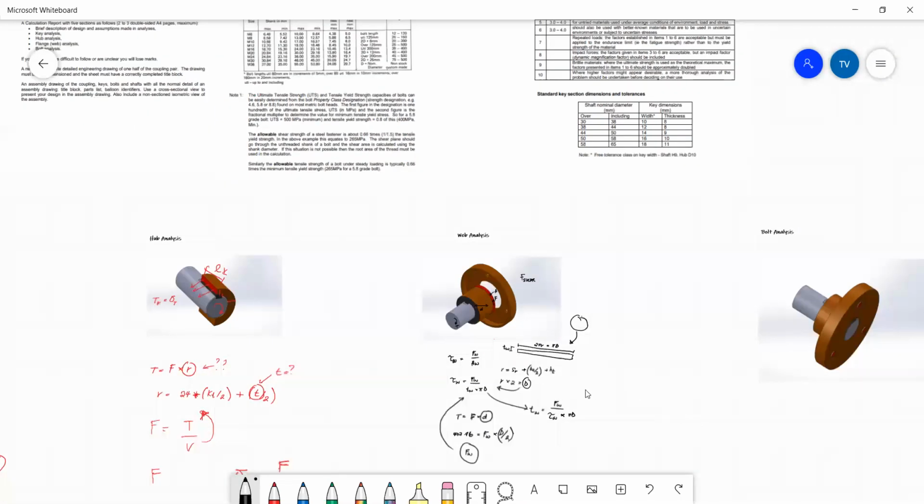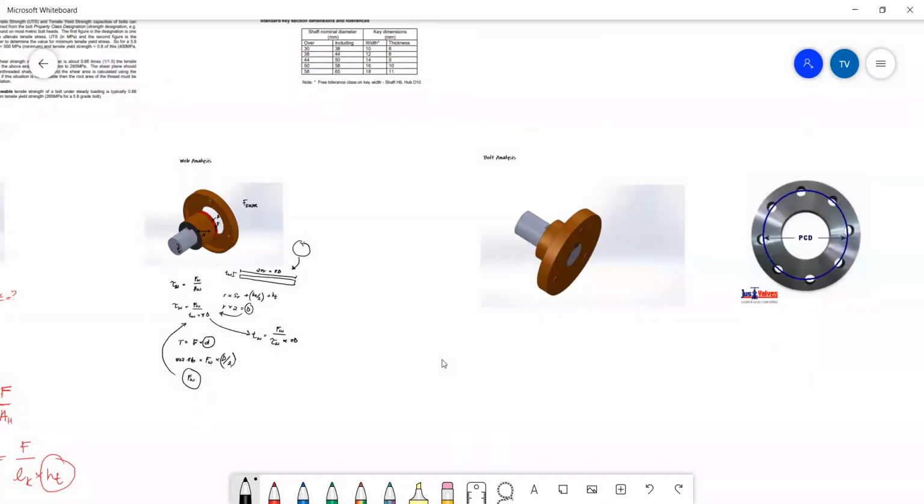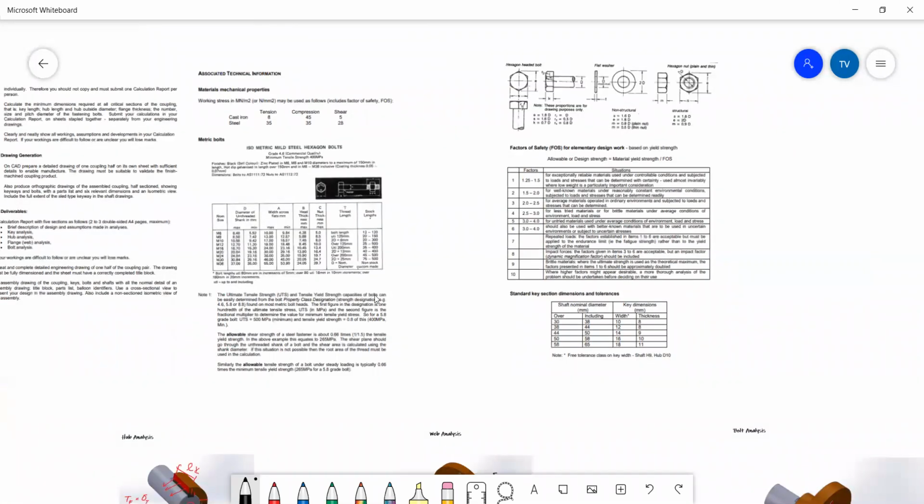And the last one is the bolt analysis. Bolt analysis is basically how far are you going to place your bolts? So decide the PCD, or the pitch circle diameter, and how many bolts are we going to use, and what thickness. We've already been told the grade of bolt that we have to use. So the grade of bolt that we have to use is 4.6, and we're given the data sheet here. So all the information is given here.